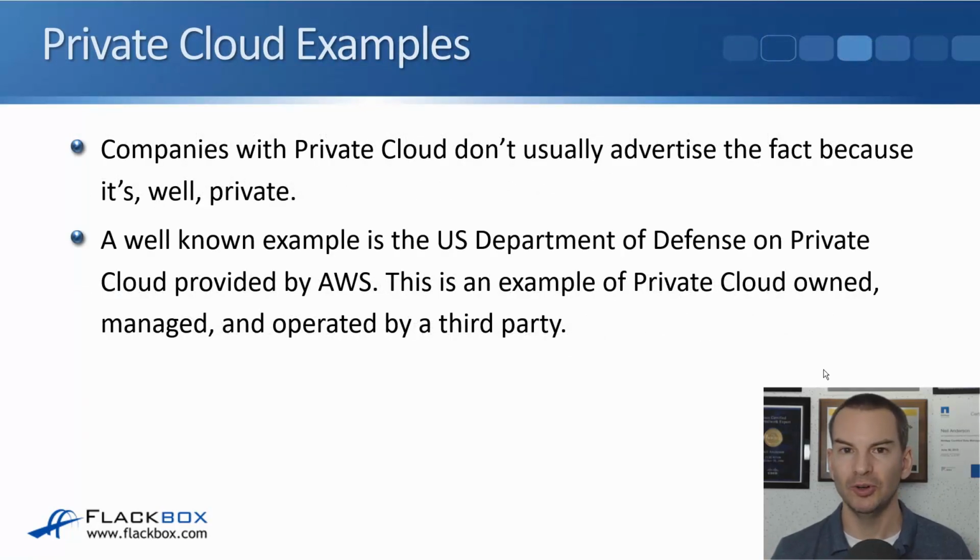Companies with private cloud don't usually advertise that fact because it's private. So there's not really many examples I can give you of private cloud. But one is US Department of Defense on private cloud provided by AWS. So that's an example of private cloud owned, managed, and operated by a third party. The third party is Amazon, and they provide cloud services to the US Department of Defense, but that infrastructure is on separate physical infrastructure that is only used by the US Department of Defense. It's not shared with anybody else.